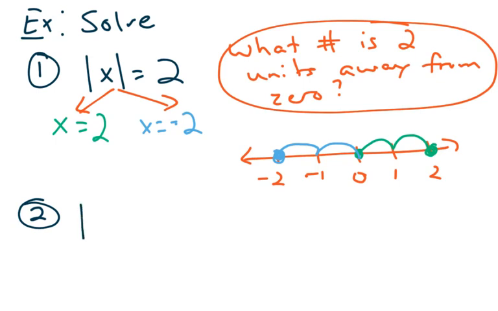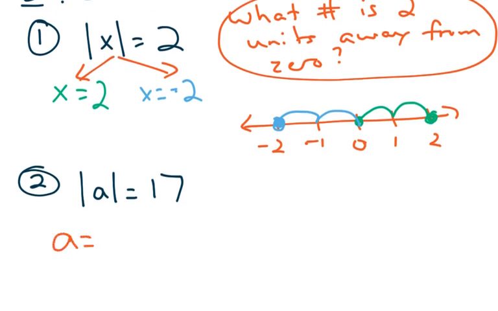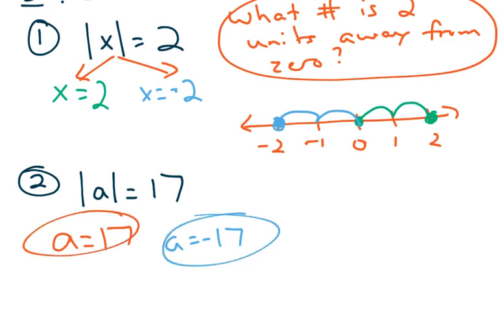Number 2, how about the absolute value of a is equal to 17? Okay, again, ask yourself, what number or numbers is or are 17 units away from 0? Well, we know that the first one, pretty easy, 17. If we go 17 units from 0 to the right, that puts us at +17. If we go 17 units to the left from 0, that would give us -17. Okay, so there are 2 answers there, +17, -17.